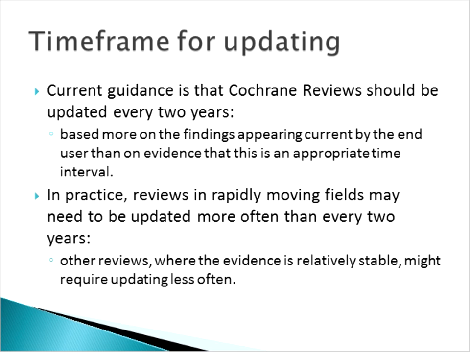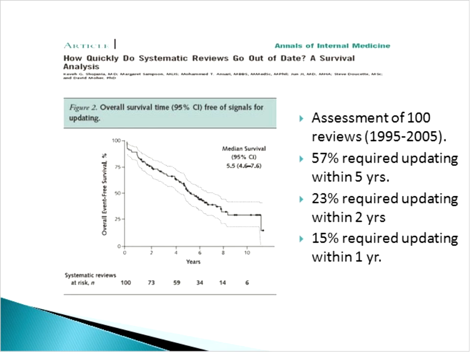Current guidance is that Cochrane Reviews should be updated every 2 years. This is based more on the findings appearing current to the end user, rather than evidence that it's an appropriate time frame. In practice, we know that reviews in rapidly moving areas are more likely to need updating more often than every 2 years, and reviews where the evidence base is relatively stable might require updating less often. To demonstrate this, a study published in the Annals of Internal Medicine in 2007 looked at 100 reviews published between 1995 and 2005. They found that 57% of reviews required updating within 5 years, 23% required updating within 2 years, and 15% actually required updating within 1 year.